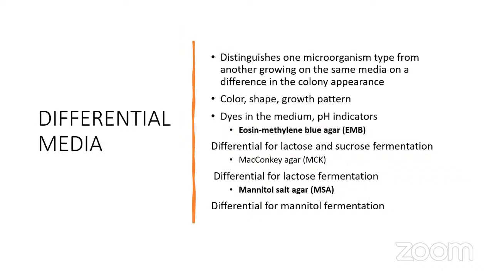Then we have differential medium. In differential medium, it's the same plate that is growing, but it distinguishes one organism from the other. The color, shape, and growth pattern will all differ, and you can make out two different organisms from the same environment. So dyes are added, like eosin and methylene blue agar. Then you have differential media for lactose and sucrose fermentation, like MacConkey's agar, where organisms that ferment lactose are differently colored from organisms that do not. Similarly, you have MSA, that is mannitol salt agar, which is again a differential medium that we have.